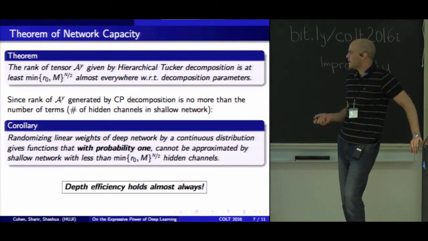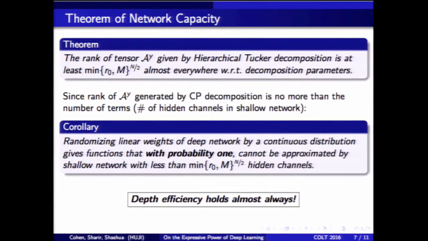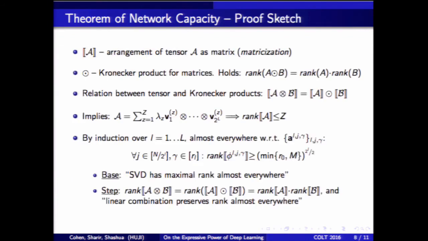And what this means is that in this case, depth efficiency holds almost always. So it's a very strong result. It says essentially everything that a deep network computes, a shallow network cannot compute efficiently. Okay, so let's briefly go through the idea of the proof. So what we do here is we would like to show that the rank of a tensor is very high.